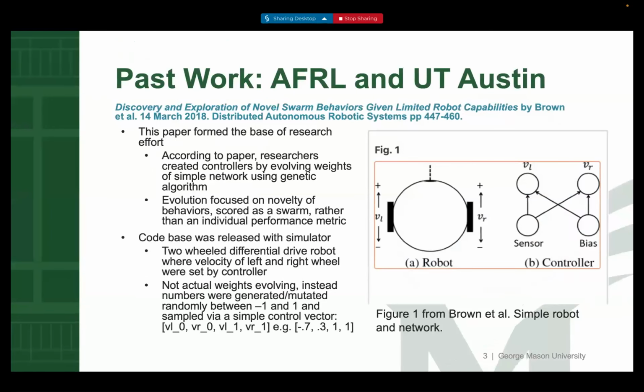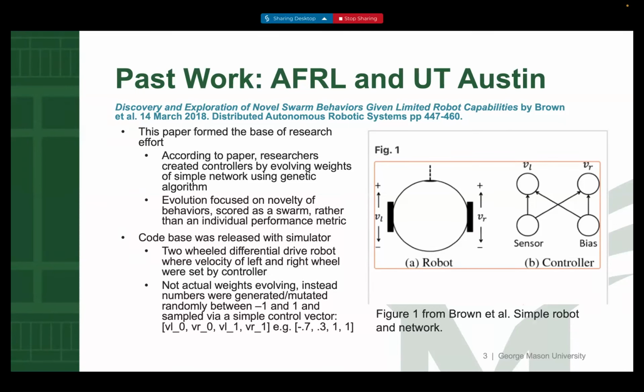Past work. I mentioned this paper in my previous presentations, Discovery and Exploration of Novel Swarm Behaviors Given Limited Robot Capabilities. This came out of University of Texas, Austin and the Air Force Research Lab, and it formed the base of my research effort. According to the paper, the researchers created controllers by evolving weights of simple networks using a genetic algorithm. The evolution focused on the novelty of the behavior, so there wasn't a performance metric. The fitness function was entirely determined by whether the behaviors of the groups of robots were novel compared to the other controllers' behaviors.